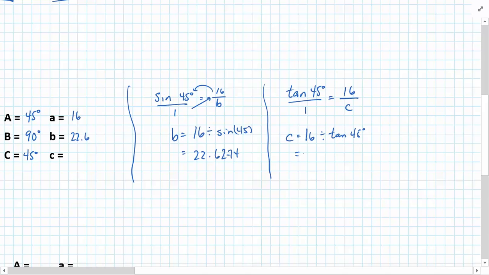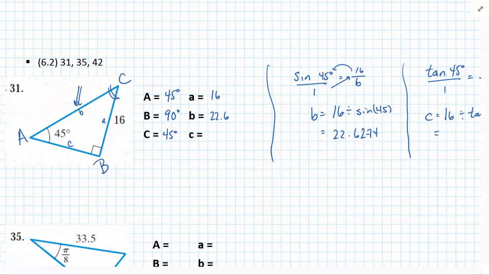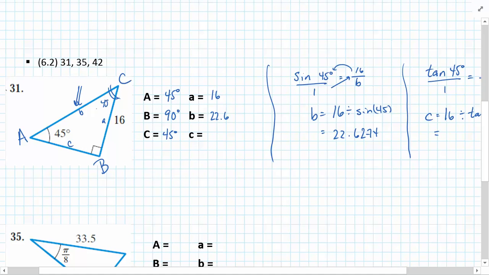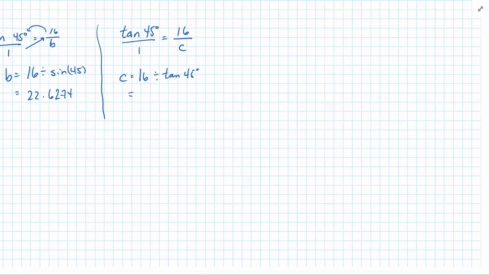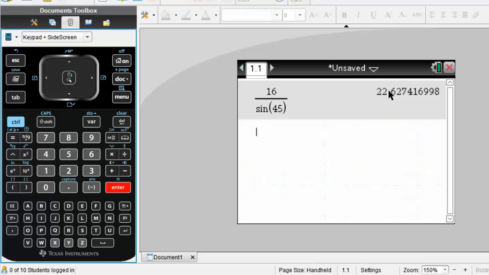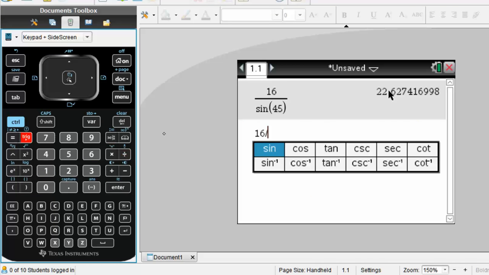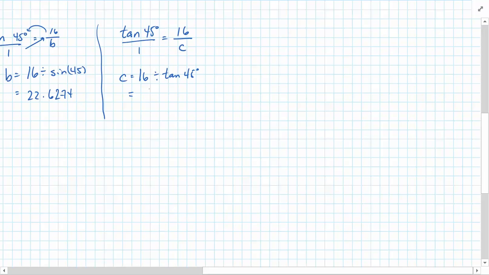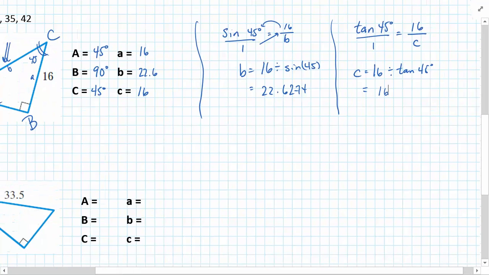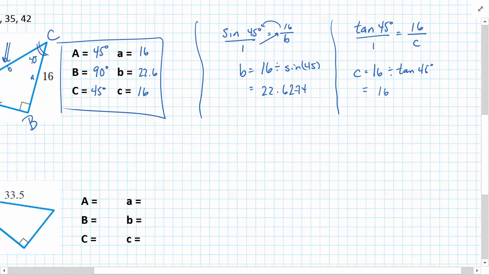And we can complete that calculation with the calculator, or you might recognize that back here we created an isosceles right triangle. If this is an isosceles right triangle, then C must be equal to 16 units, so we can claim that C is 16 there. But for good measure, let's go ahead and check our work with a calculator. 16 divided by tangent of 45 degrees should be equal to 16, and that's exactly what we got here. Side length C is 16 units. We've now solved the right triangle. We have all 6 parts.